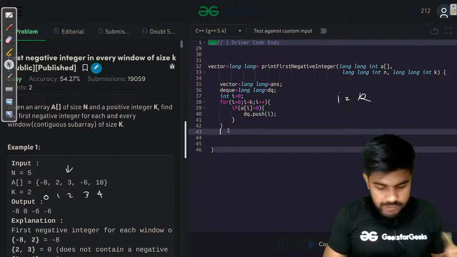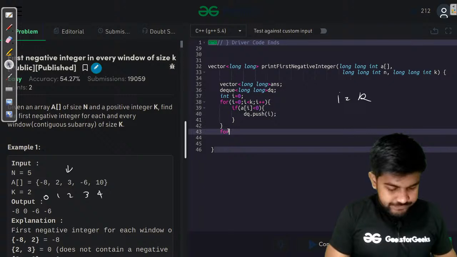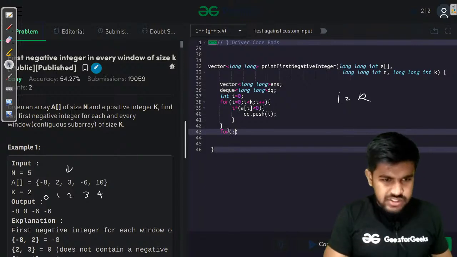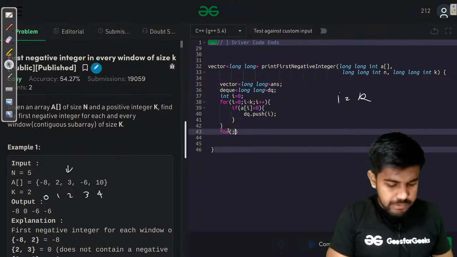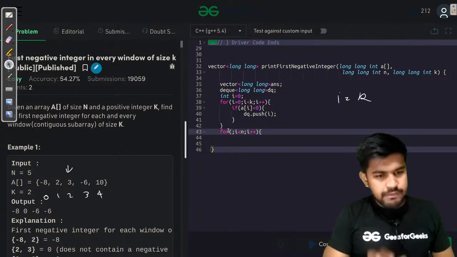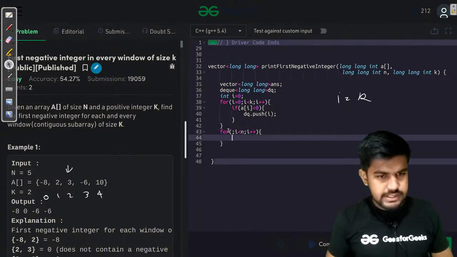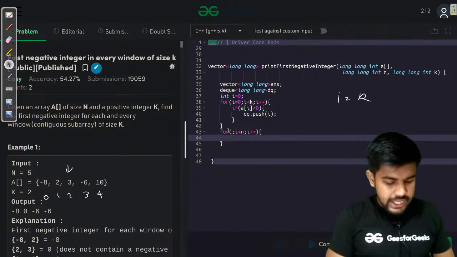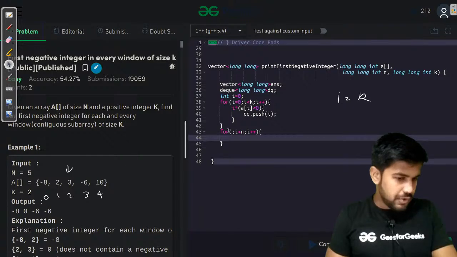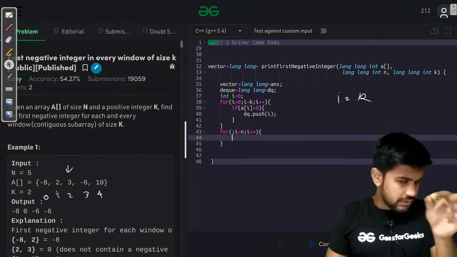Okay, so then what we would do is, for i, this i is already there, so let's not waste time, and i is less than n and i plus plus, then we would move forward till the end of this. Okay, so now what we would do is, first we would take out just the front value.